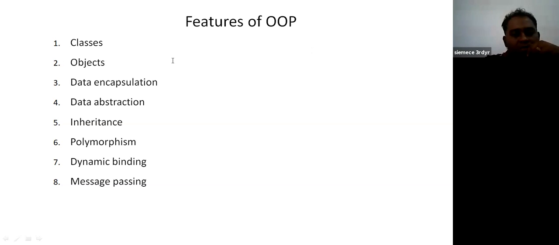Okay, so polymorphism you have understood, and this is known as dynamic binding. Next is dynamic binding and message passing. Now, these two things I'll be explaining during this course. If I explain this, you will understand.